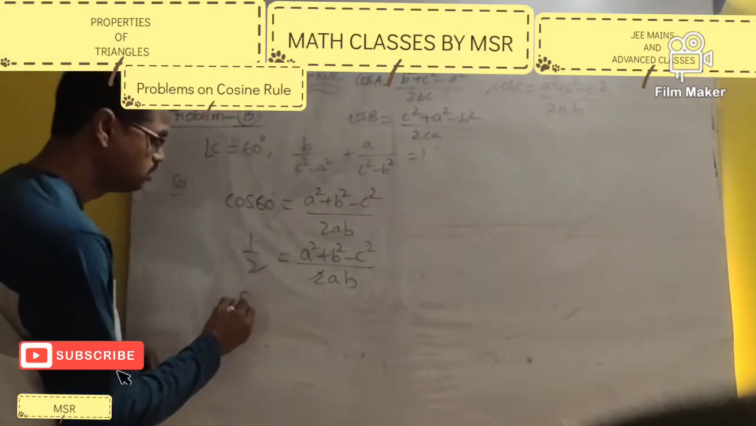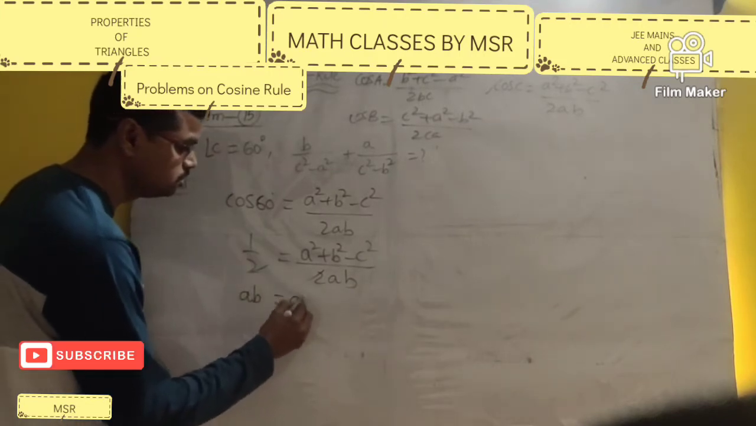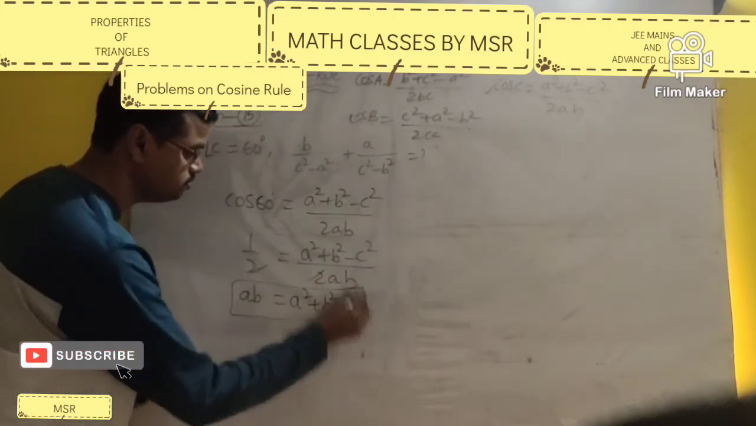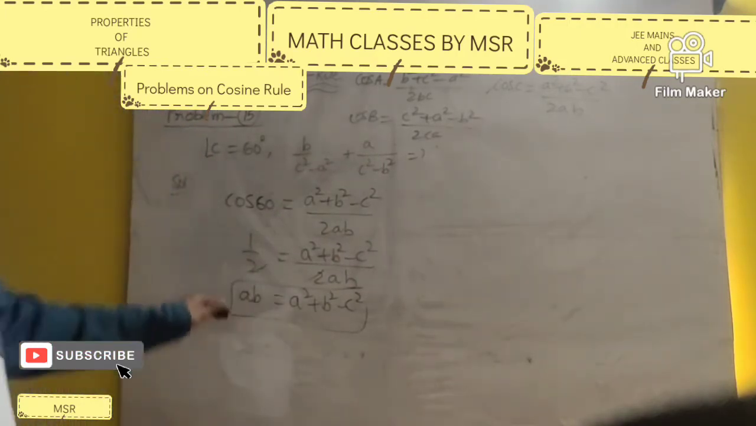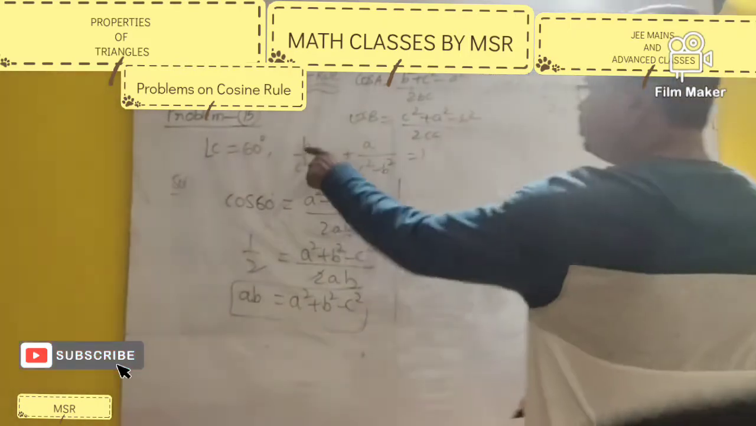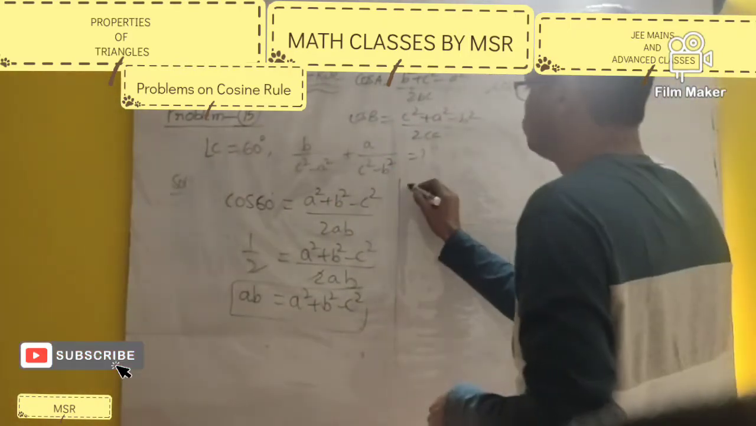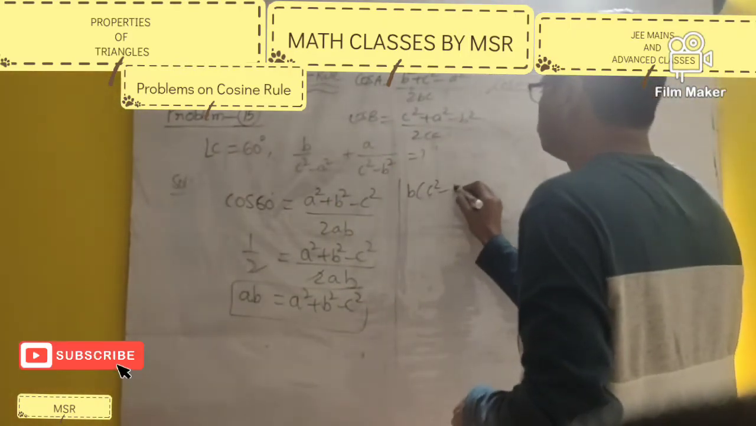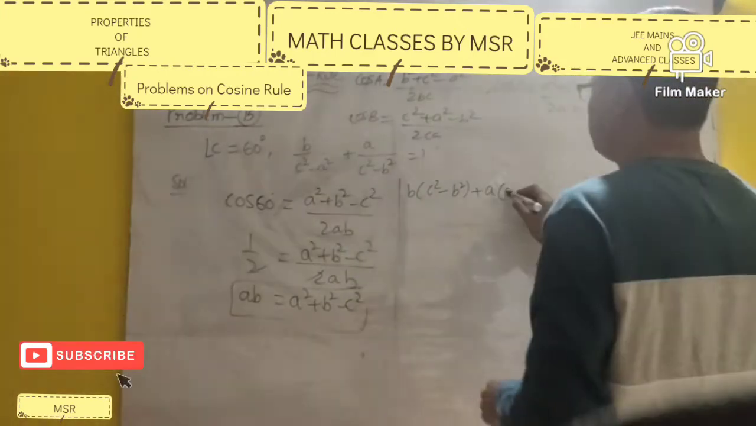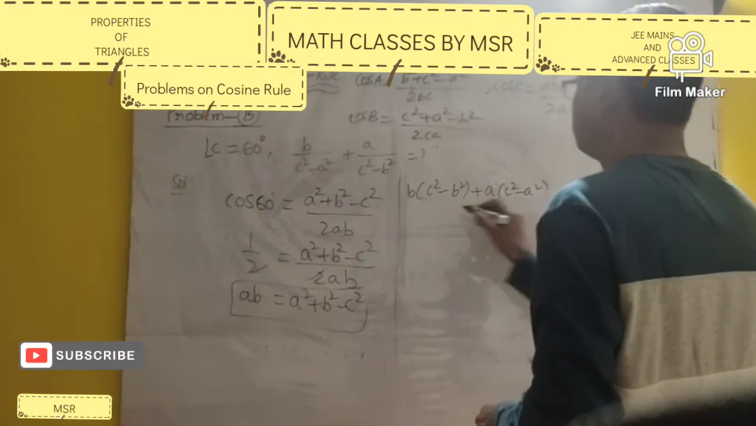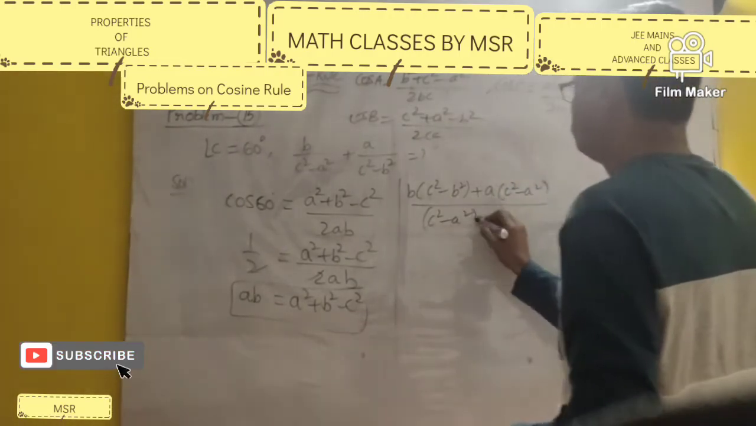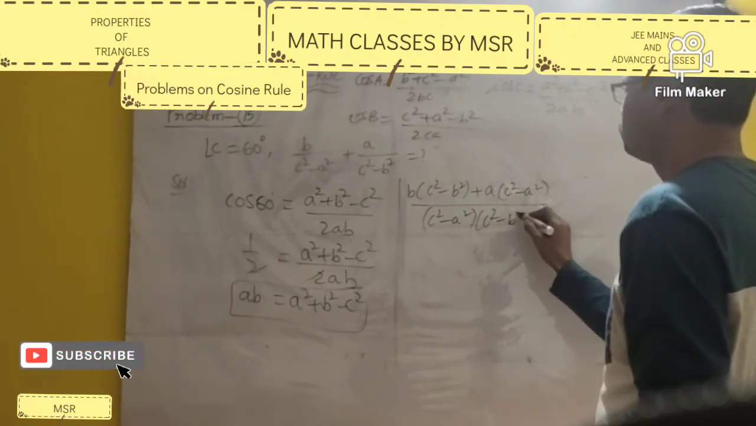AB, bring this side. AB is equal to A square plus B square minus C square. I will use this condition later. So now what is given? Take the LCM. So B times of C square minus B square plus A times of C square minus A square, by C square minus A square into C square minus B square.